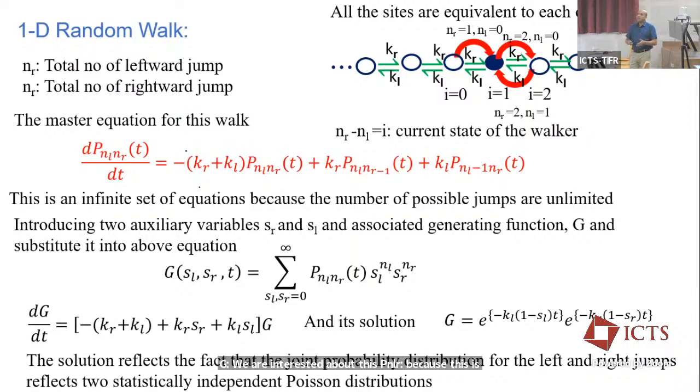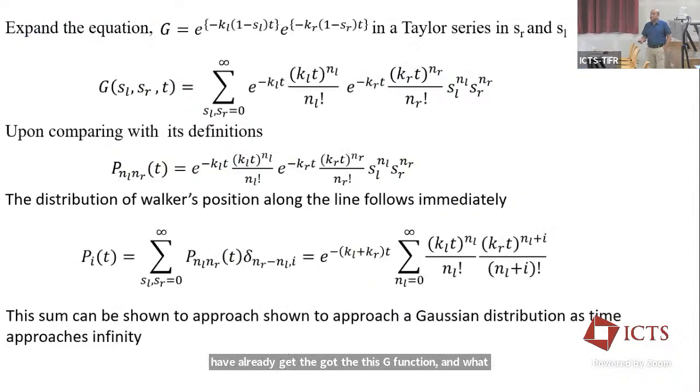Whatever property or moments we are going to calculate, we have to calculate this P_{NL,NR}, that probability. If we somehow calculate that one, then obviously we can calculate all of the statistical properties. We have already got this G function, and what we are going to do is expand it with respect to R.